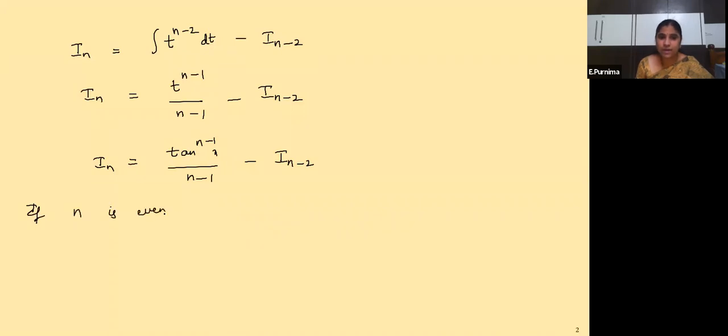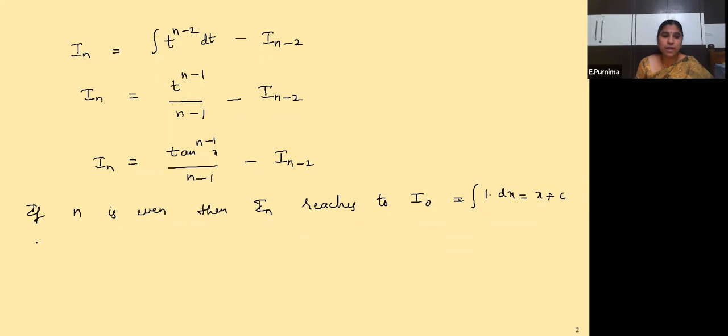If n is even, then In reduces to I naught. Same thing as the previous reduction formula, it reaches I naught, which is nothing but the integral of tan to the power of 0, that is 1. The integral of 1 dx is x plus c.